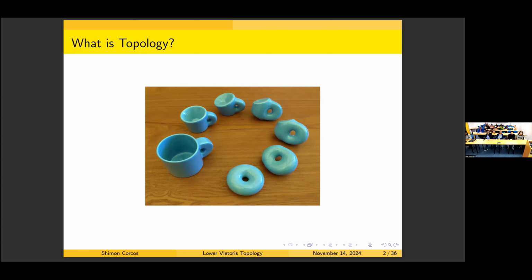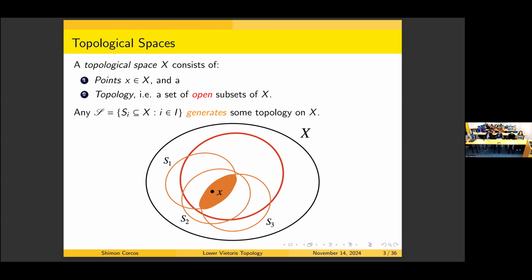Now, we can study large classes of geometric spaces by abstracting that notion. In topology, we study what is called a topological space. As an example, a coffee cup can be deformed into a donut. And from a topological point of view, they can be said to be equivalent. As I said, we work with an abstract notion of a topological space.